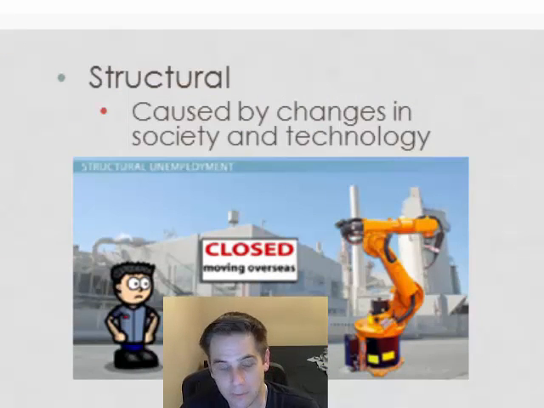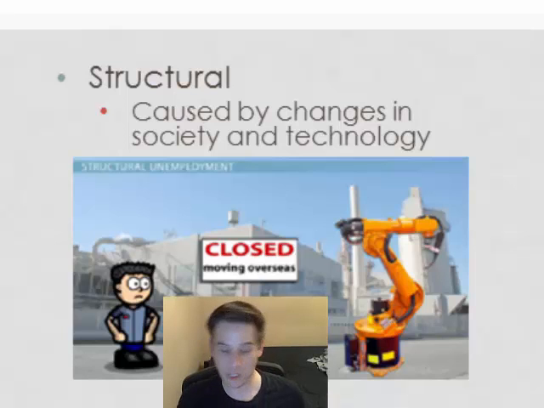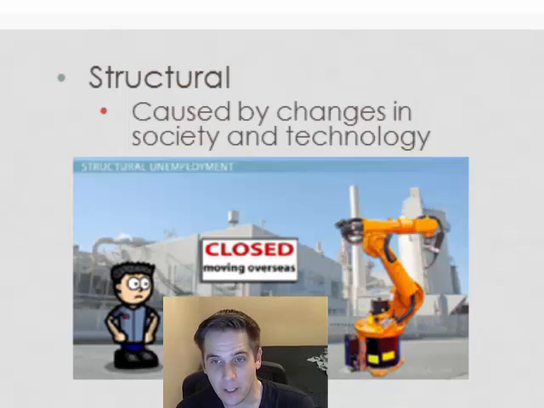For example, if it looks like things are cheaper overseas for companies, they'll move the jobs overseas. That causes unemployment. That's structural. A type of unemployment caused by changes in society or technology. Maybe it's not that they're going to get cheap labor overseas. It's that they've replaced your job with a robot, with a machine. And now they only need a couple guys to maintain the machines as opposed to maybe 50 workers to actually build the parts or build whatever it is the machines are doing now.